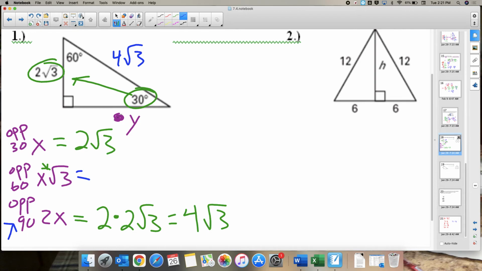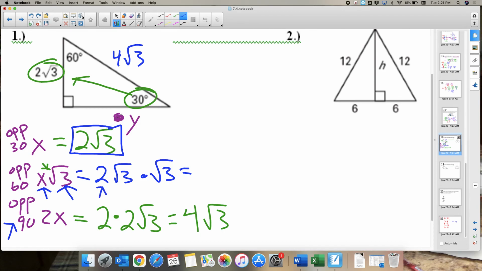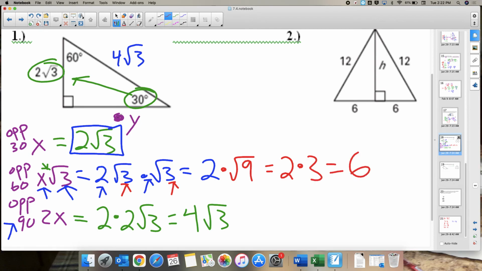The x square roots of 3 says you take whatever x is times, so x times the square root of 3. Numbers that are outside, you multiply with numbers that are outside. Numbers that are underneath go with numbers that are underneath. The square root of 9, we know to be 3. So 2 times 3 is 6. So 6 goes opposite of 60 degrees. So as it so happens, y is 6.